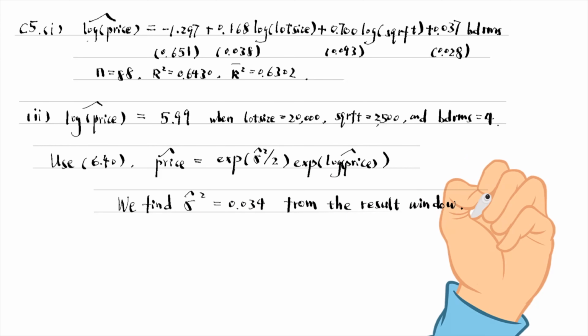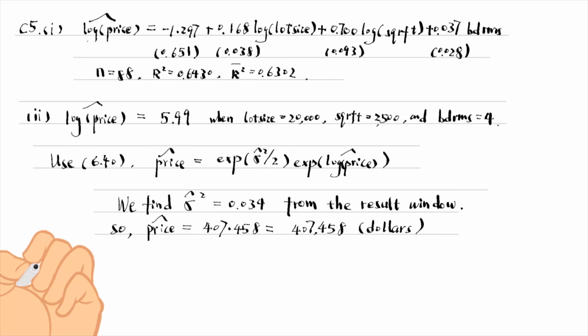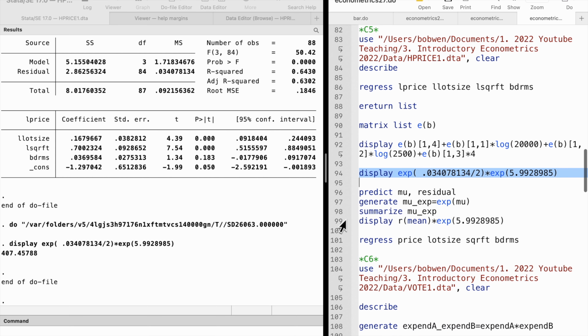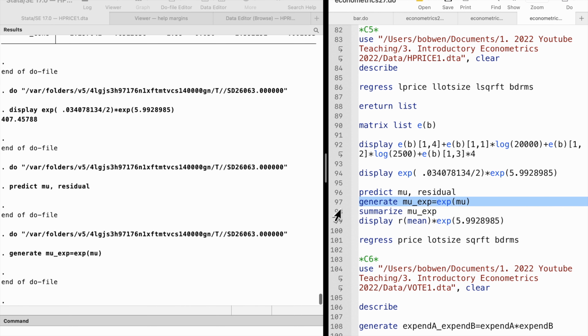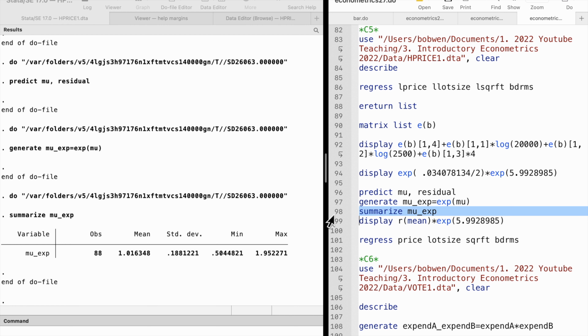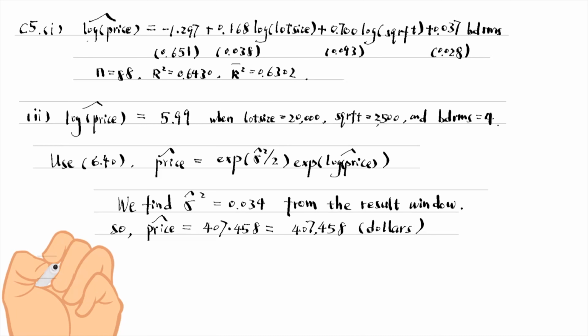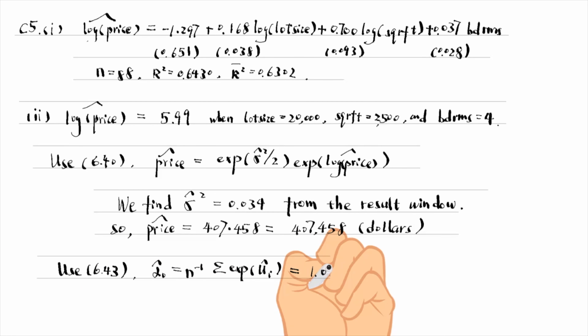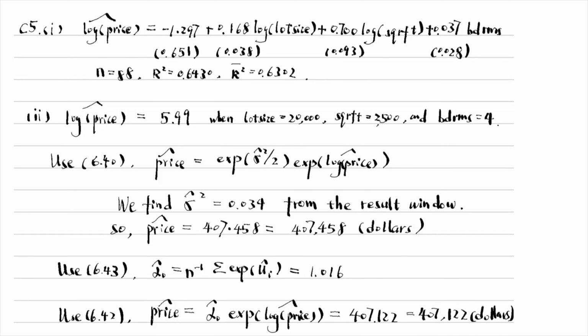So the predicted price is $407,458. We can also use equation 6.43 to compute the alpha 0 hat. It is the sample mean of the exponential residuals. Using equation 6.42, we obtain the predicted price of $407,122. The two results are very close to each other.